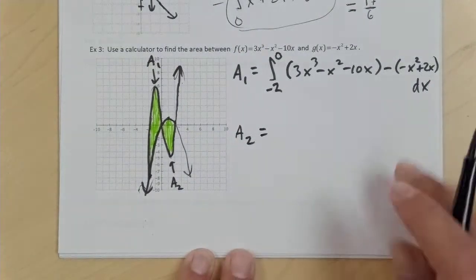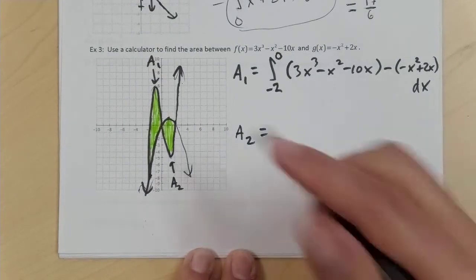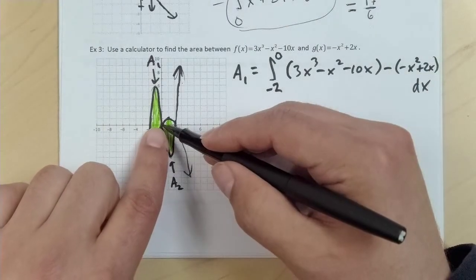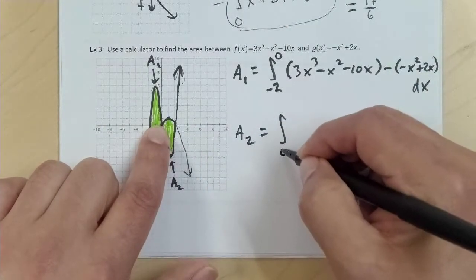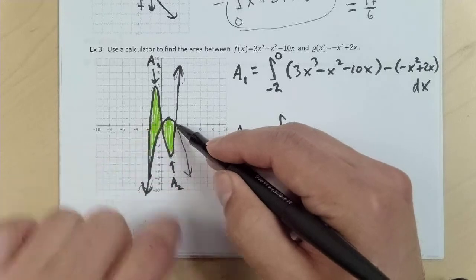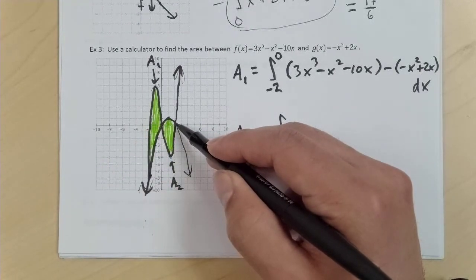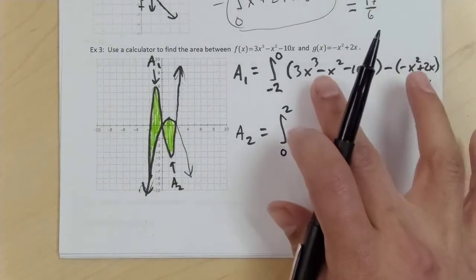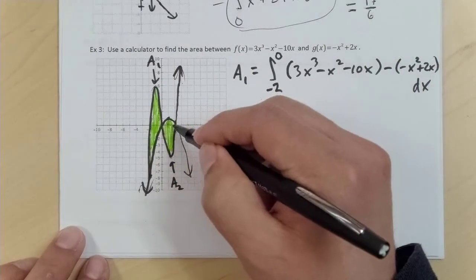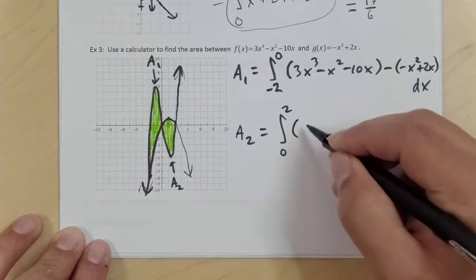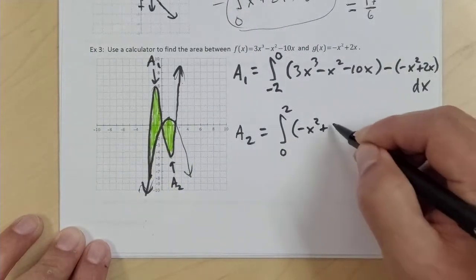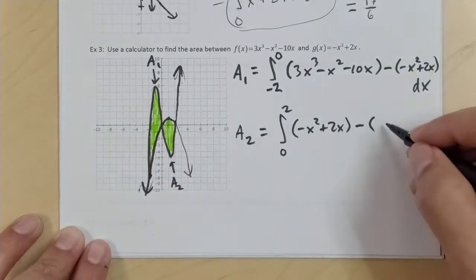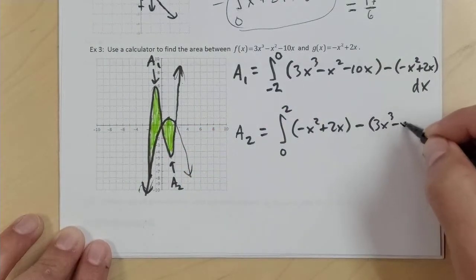Area 2. That's this portion. We're going to pick up right where we stopped, which is at x equals 0, and we go to the last boundary, the right value, which is x equals 2. But the only thing that changes now is the upper curve is the parabola, so now we put that at the front, negative x squared plus 2x, and we subtract the cubic graph, which is 3x cubed minus x squared minus 10x.